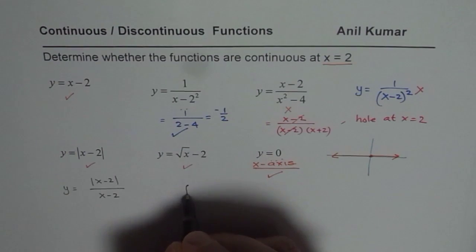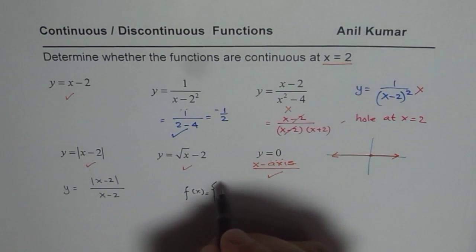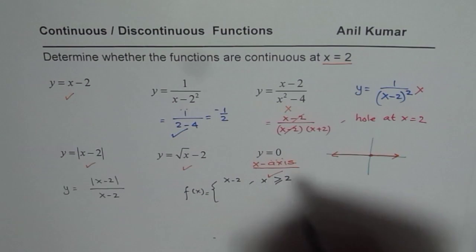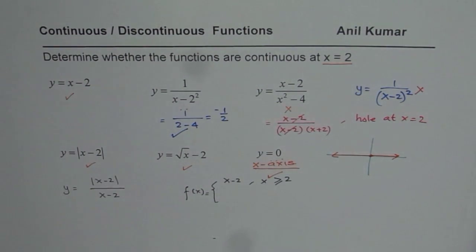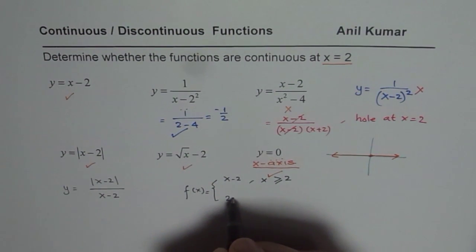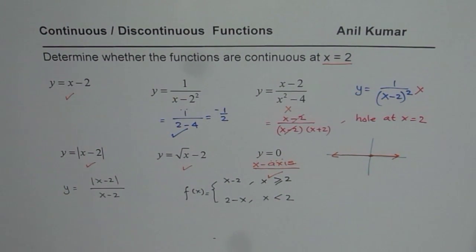We could also have a piecewise function. For example, we could define a function f of x, which could be x minus 2 for x greater than or equal to 2, and it could be equal to 2 minus x when x is less than 2. So let this be the function, and if this is the function, you need to answer whether this function is continuous at 2 or not. So that could be a good question. So think about these two and answer.